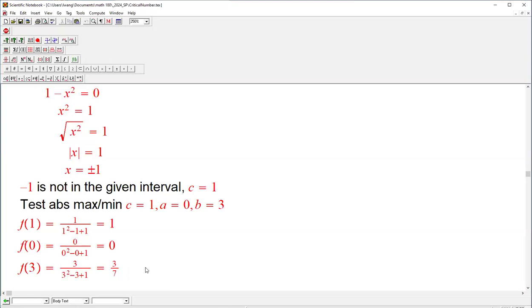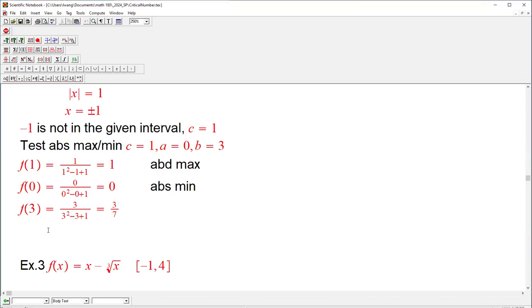We got 3 numbers. Which one is the absolute max and absolute min? You compare 3 numbers, right? 0 obviously is the smallest. So this is the absolute minimum. And 1 is the absolute maximum. Okay, done.